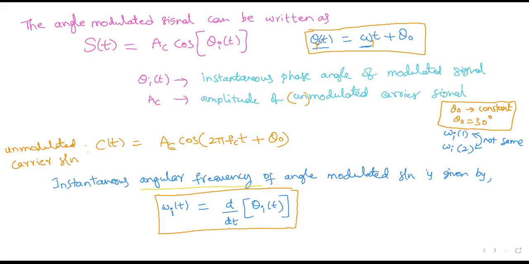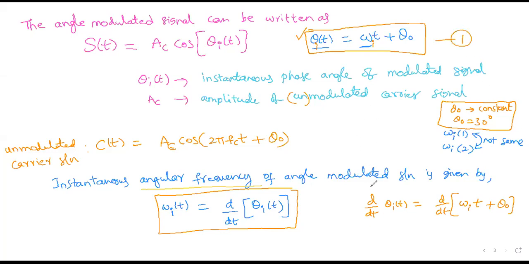Now from theta I of t, how can I calculate omega I? You take theta I of t and differentiate it so that you get omega I of t. It's simple. Just look at this expression and think of how to calculate omega I. If I differentiate both sides with respect to time, on the left hand side I get d by dt of theta I of t, and on the right hand side it's d by dt of omega I into t plus theta naught. Let me say this is expression 1.